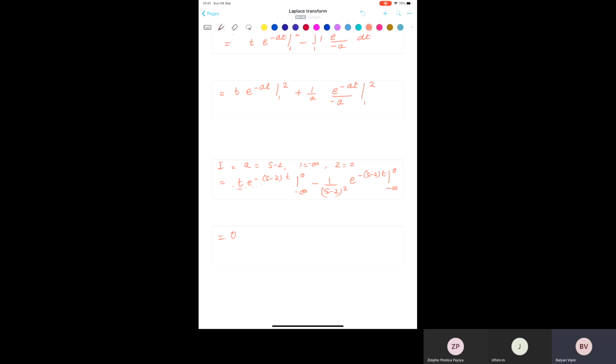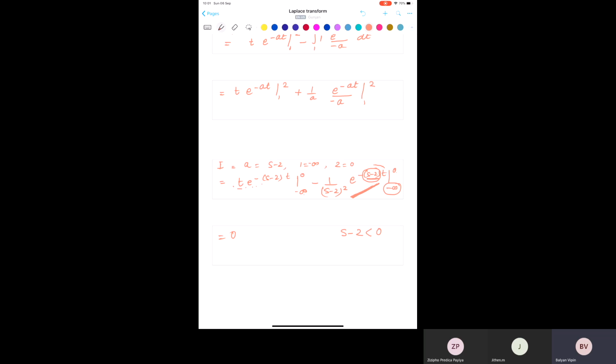In this part again, when you put 0, it will be e raised to the power minus s minus 2. So now you need to find the region of convergence for this part. In order for this to converge, because you have a minus sign here, this should be less than 0. So you must write s minus 2 must be less than 0.